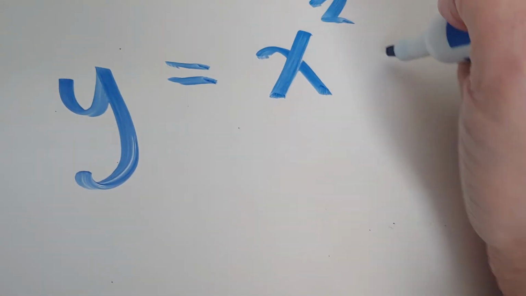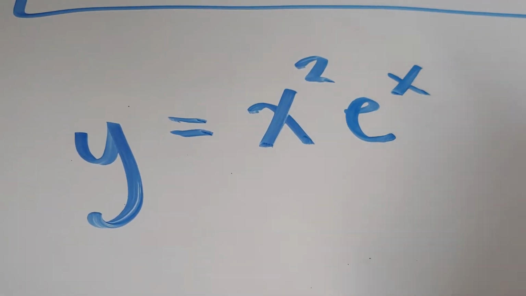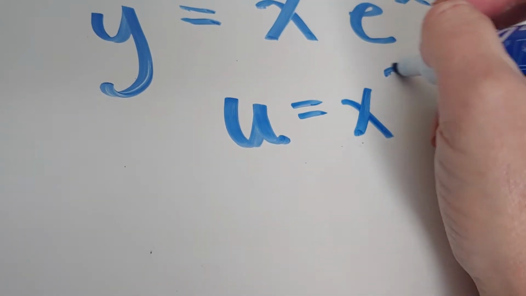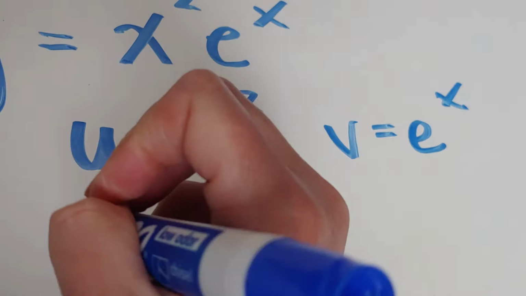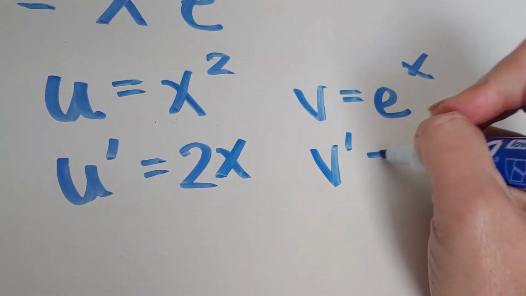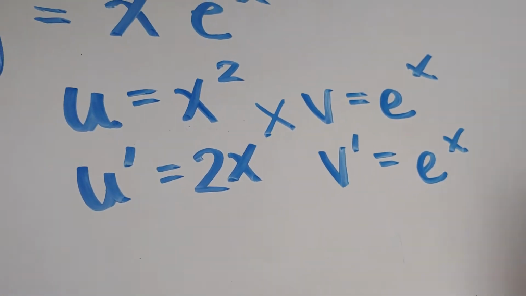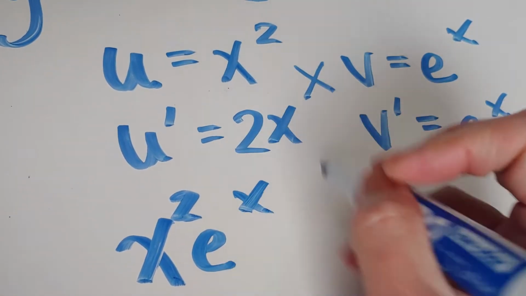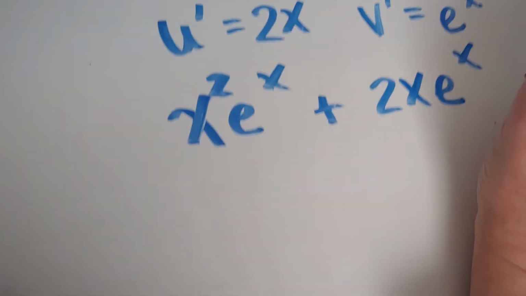Now, if it was instead x squared times e to the x, this would be product rule. And you guys have seen in class how I do product rule. I do u equals x squared, v equals e to the x. U prime is 2x, v prime is e to the x, and then we'll cross multiply to glue them together. So I would get x squared times e to the x plus 2x e to the x. So that would be my derivative.